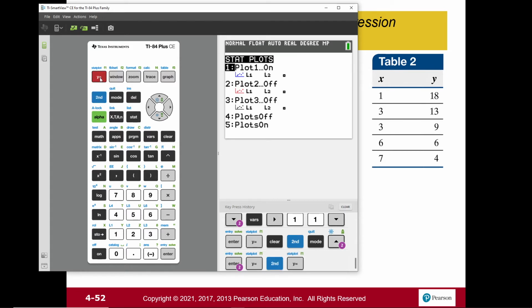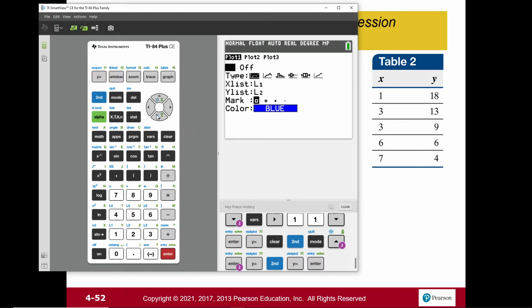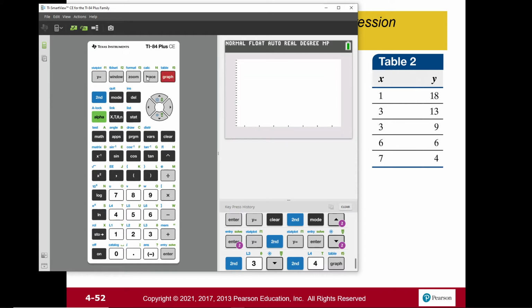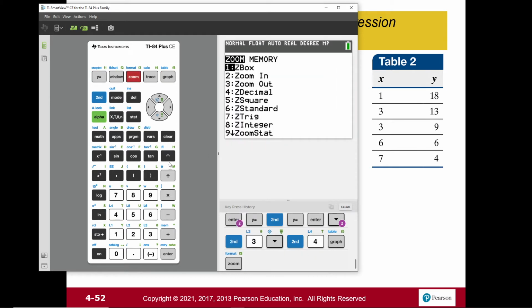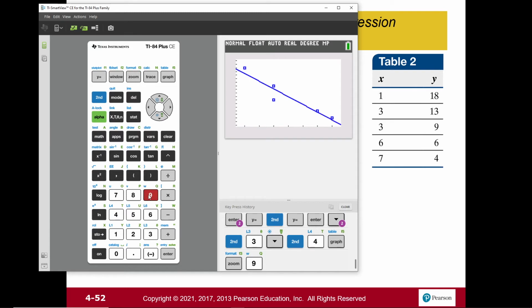And if we were to go to stat plot and turn on a plot, let's go to plot 1. But this time we'll just change the list. We'll make it L3 and L4. It should also plot the line as well. So let's go to zoom and then standard, or zoom stat.